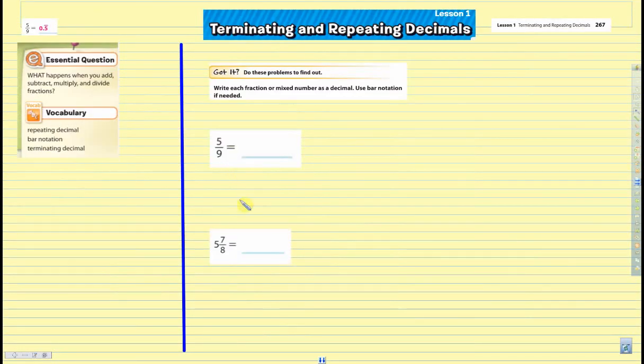Okay, that brings us to where you are going to try 2 problems now. You're going to get 5/9 and 5/7. If you run into a problem with that bar notation, it means it repeats. Okay, good luck.